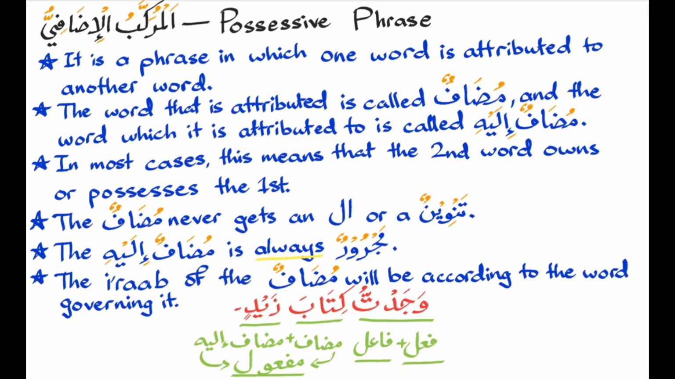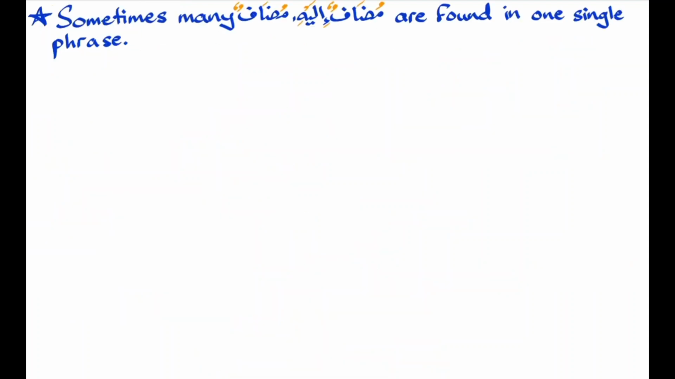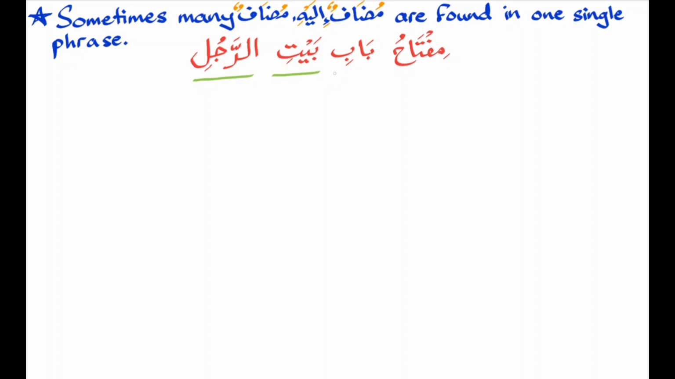But there are 3 more notes that I want to share with you that are very important. Sometimes many mudaf and mudaf ilayh are found in one single phrase. For example, here we have a phrase of many mudaf and mudaf ilayh coupled together. Miftahu babi bayti rajuli, which means the man's house's door's key. So you're going to translate it backwards. The man's house's door's key.